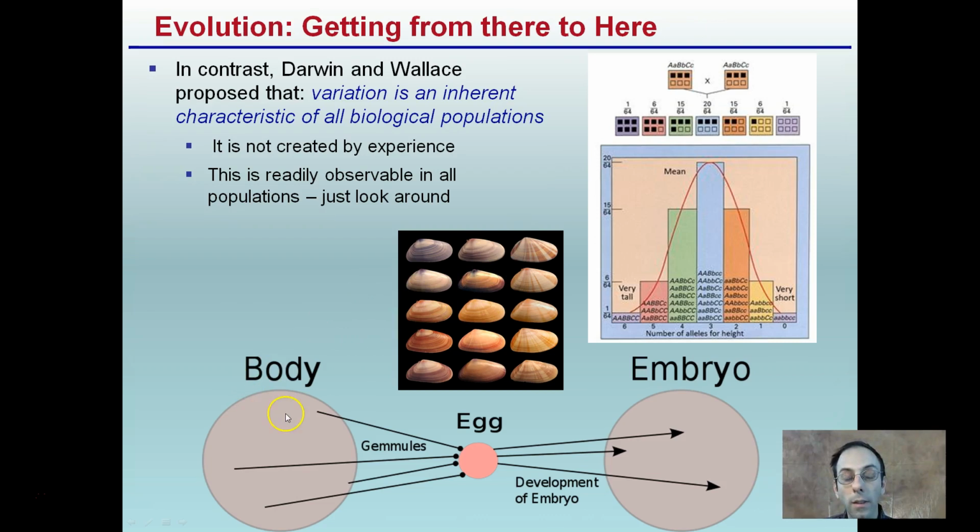It's the idea that the body has a certain number and amount of genes. They get passed on to the egg for the embryo to then develop from. Our Punnett squares and our odds of getting certain alleles and combinations. We see here again a number of alleles for height. Here's very short, here's very tall, here's the mean, the average.